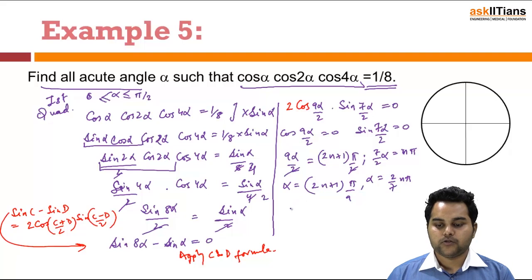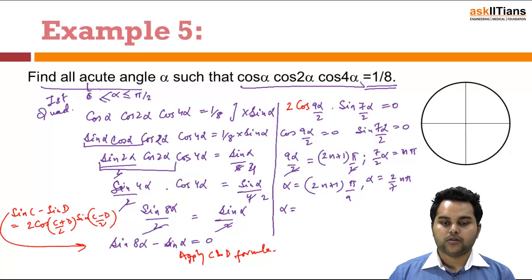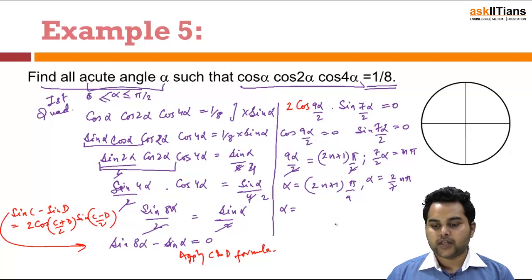Now I'll write down the probable values of alpha, and those values should be less than 90 degrees, that is, they should be acute angles. So for n is equal to 0, the value is pi by 9, and for n is equal to 1, I get pi by 3. For n is equal to 2, I get 5 pi by 9, which is more than pi by 2. Hence, for the first, it's just the two values.